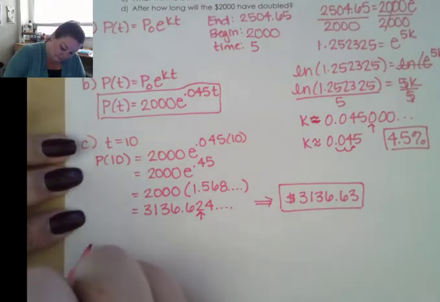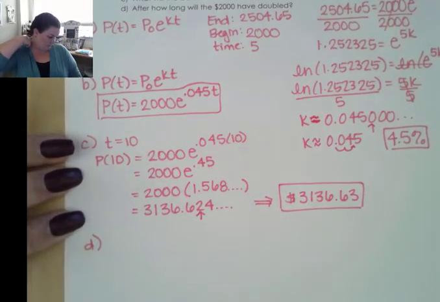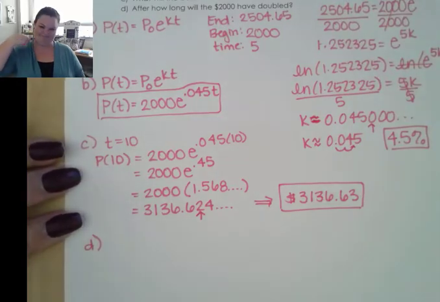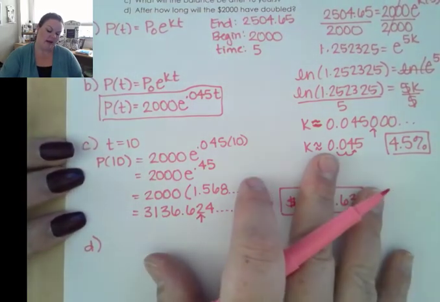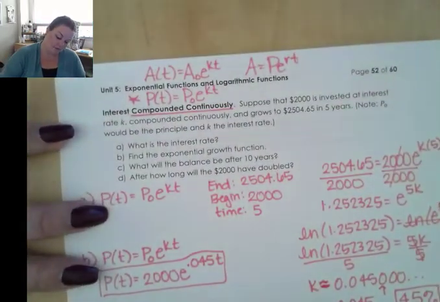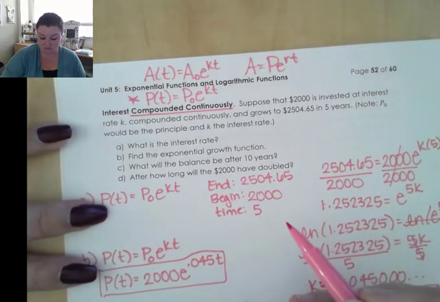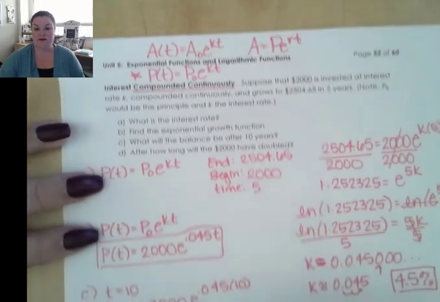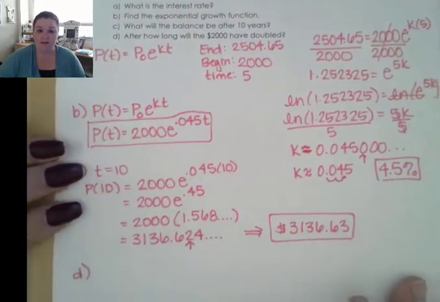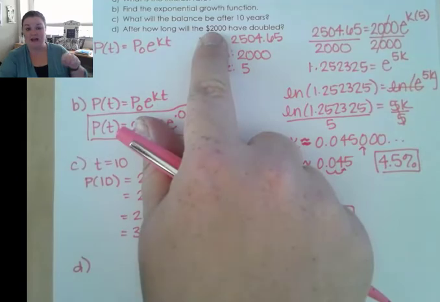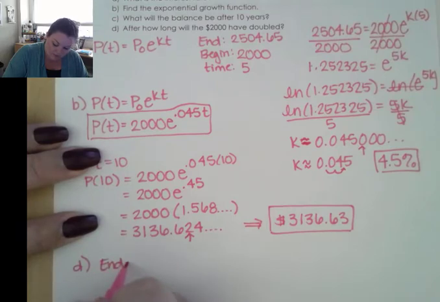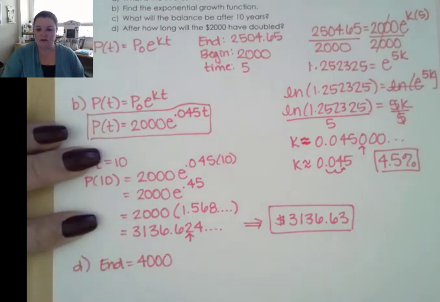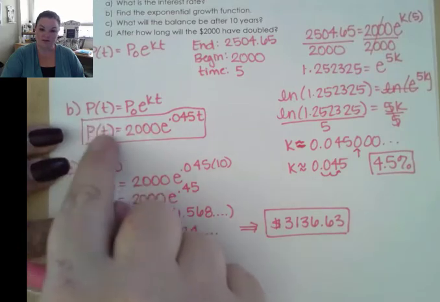And then part D, the last piece of the puzzle here. Part D says, how long will the 2,000 have doubled? That doesn't make any sense. How long will it take the 2,000 to double? This is a really bad way to word this. Basically, we want to know the doubling time. So after how long will the 2,000 have doubled? So for it to double, that means that our ending amount would be 4,000, right? So our ending amount, remember, is this side of our function. So we're just going to set it equal to 4,000.